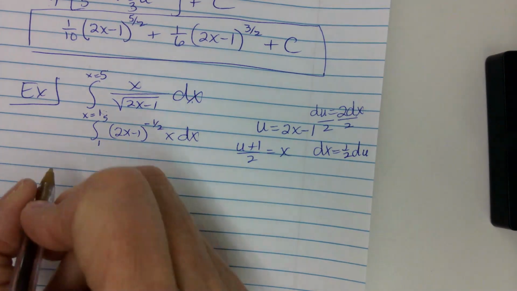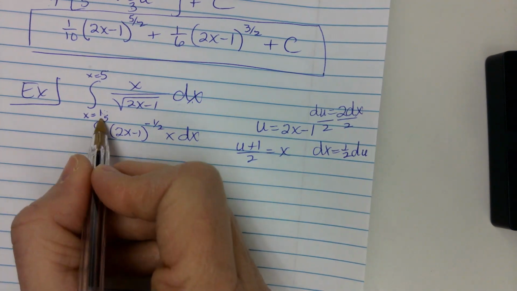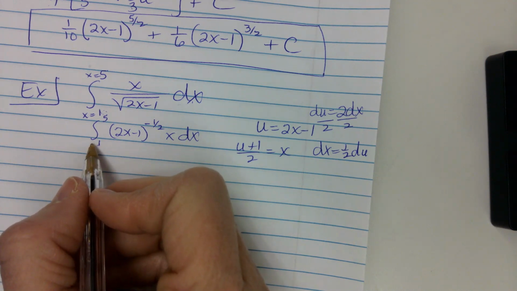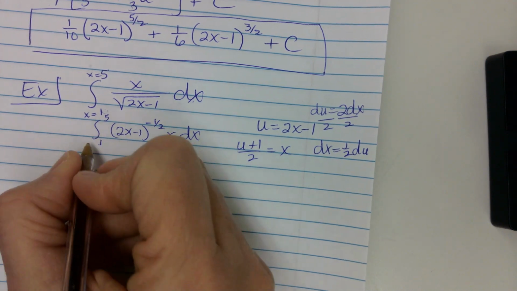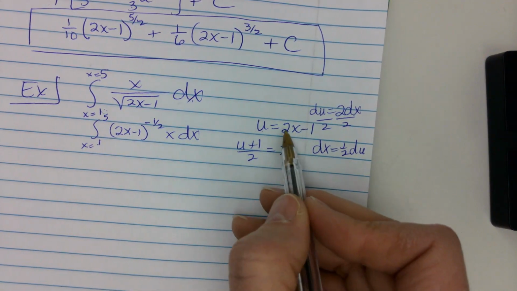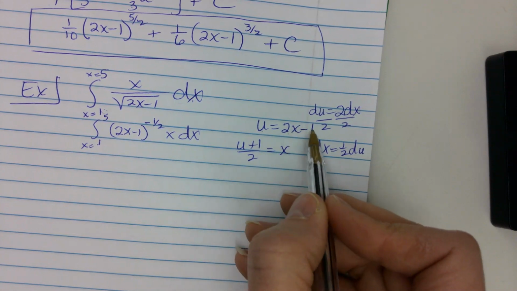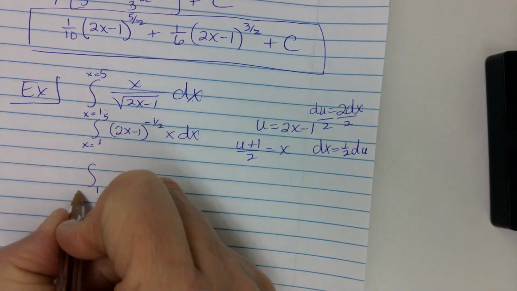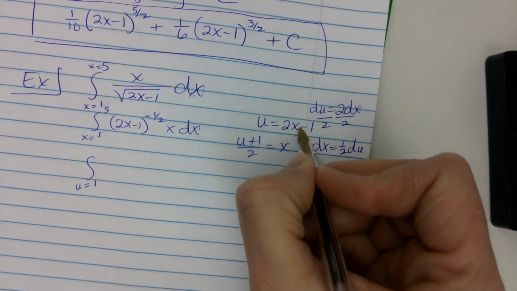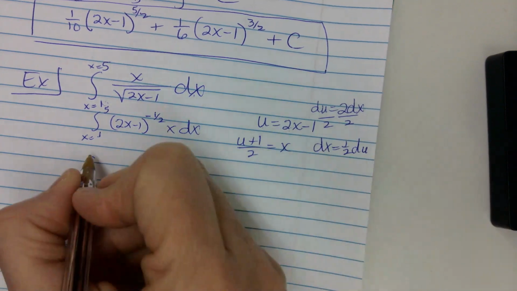So our x goes from 1 to 5. If we're doing an all-out u sub, I'm going all-out u's. If x is 1, what is u? 2 times 1 is 2, minus 1 is 1. Oh, so u is 1 when x is 1. If x is 5, 5 times 2 is 10, minus 1 would be 9.